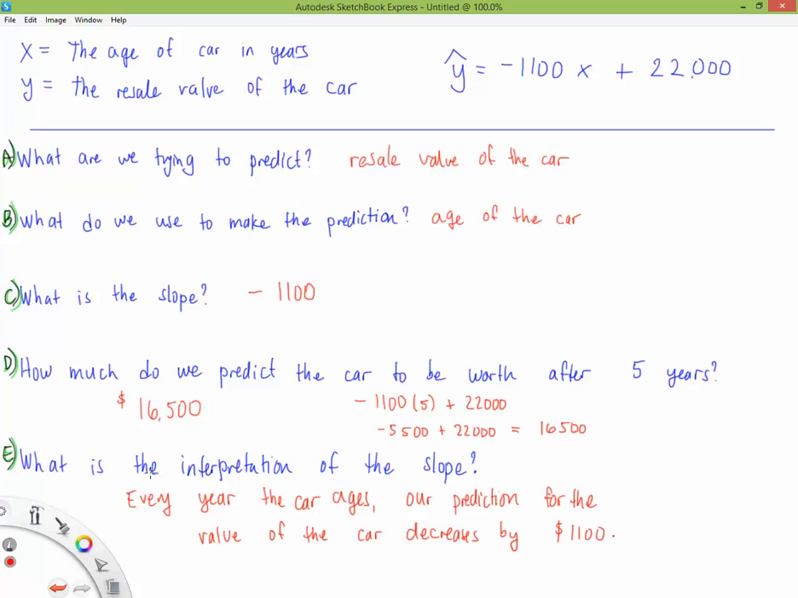Okay. So does this make sense? The interpretation of the slope. Make sure you have the word prediction in there. Every year the car ages, our prediction for the value of the car decreases by 1,100. Doesn't mean the car definitely goes down 1,100. It might go down more than that. It might go down less than that. Okay, but we're predicting that's how much it changes. Okay, so every month you own your car, you can expect about $100 in your resale value to go down, maybe more than that, depending on if you're a heavy driver or not. Okay. All right.